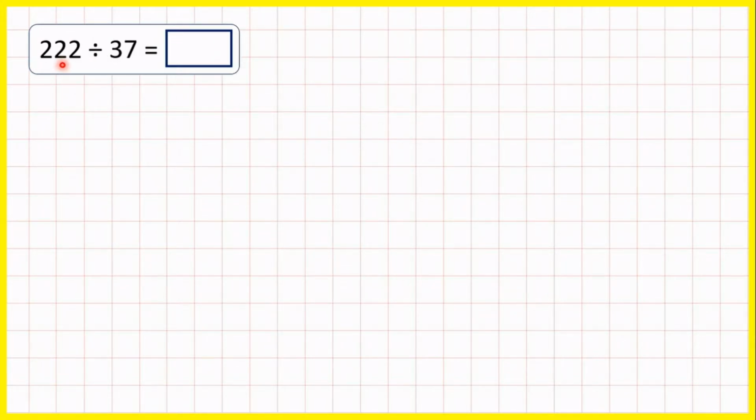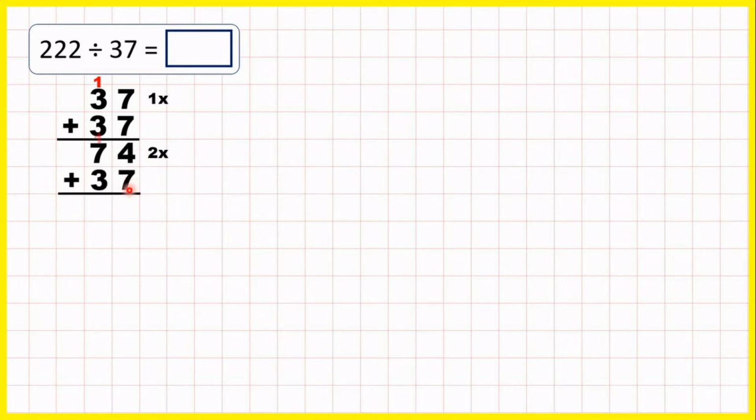Now 222 divided by 37. So 37 is 1 times. If we add another 37, we get 74 for 2 times. Now another 37, we know that 111 is 3 times. And here there is a shortcut. If we know that 111 is 3 times, we know what 222 will be. But let's leave that for a moment and keep on adding or counting in 37s.